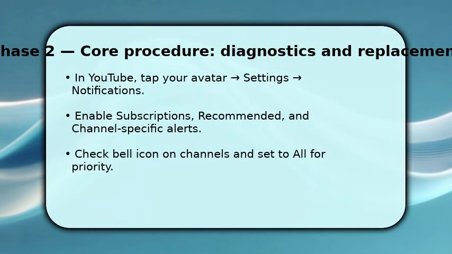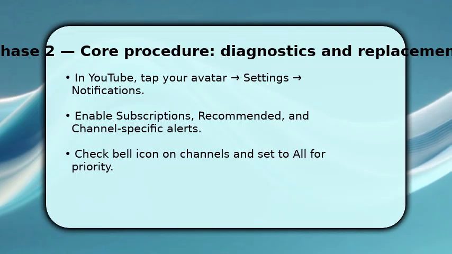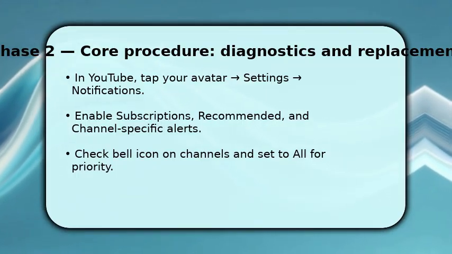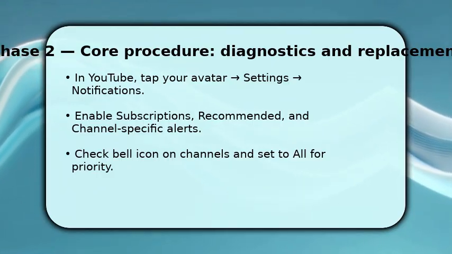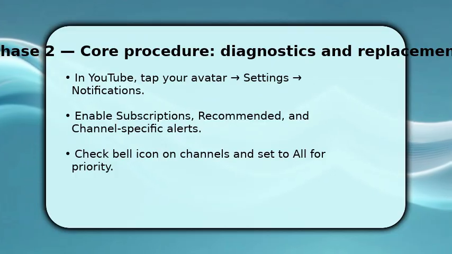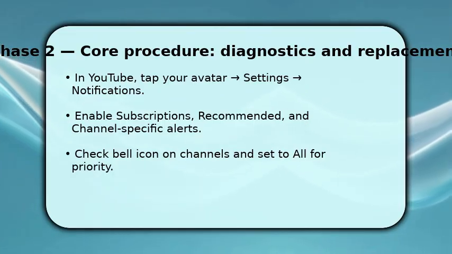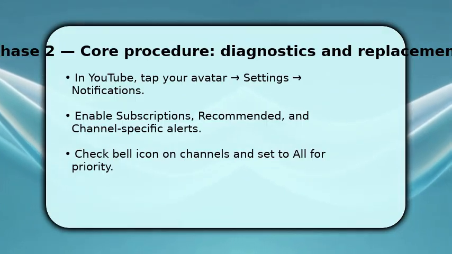Now adjust YouTube's internal settings so the system permissions mean something. Open the app, tap your avatar, go to Settings then Notifications, and enable subscriptions, recommended, and live/video uploads as needed. Once done, visit channels you follow and tap the bell icon. Set it to all for channels you don't want to miss. Make sure YouTube isn't muted in focus modes. If focus is active, add YouTube as an allowed app so alerts bypass silencing, which prevents silent delivery.